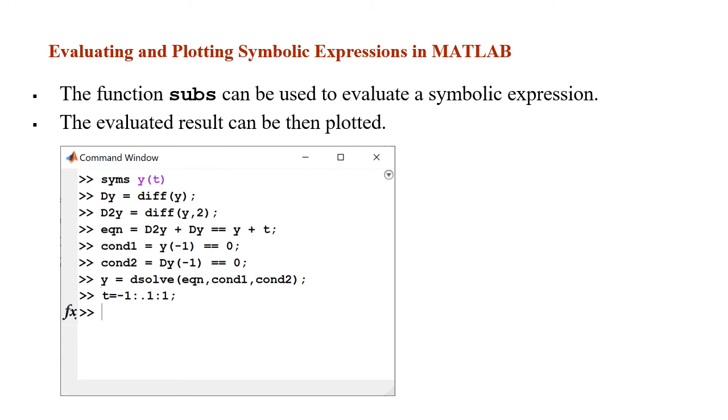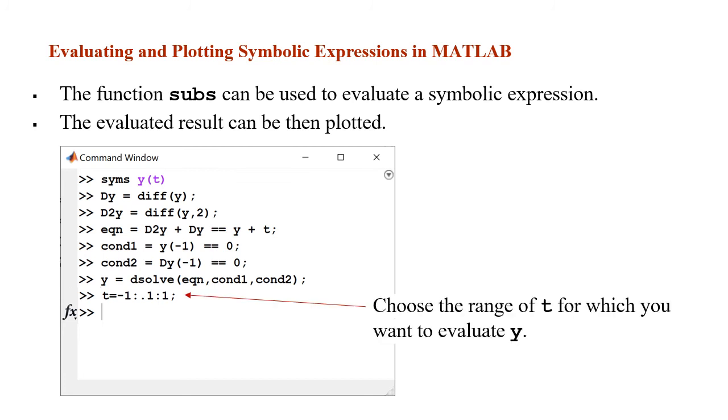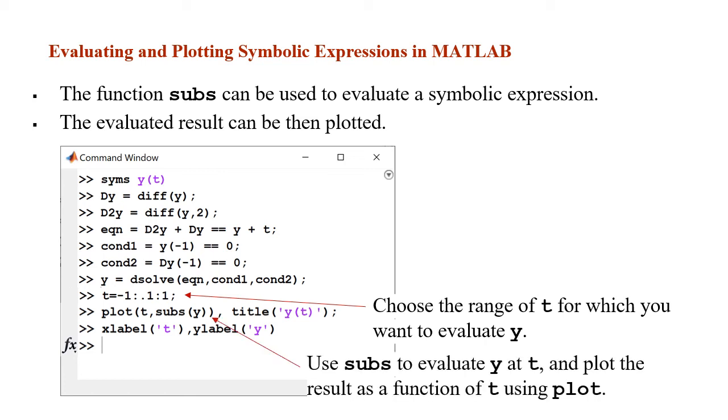But instead of doing that in 2 lines of code, I'm going to simply use the plot function as such. So I'll say plot(t, subs(y)). In the x-axis, I'll see t ranging from -1 until 1. In the y-axis, I'll have the evaluated values of the expression itself at the given t. And then I added a title, xlabel and ylabel.